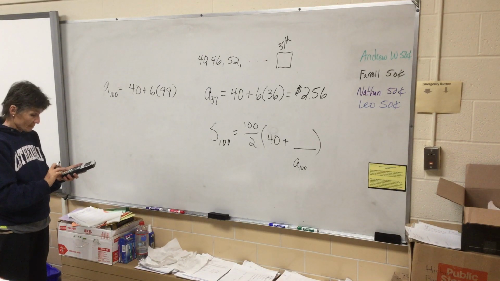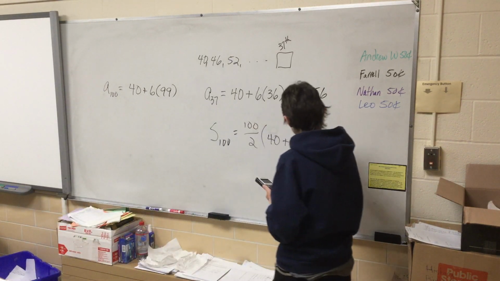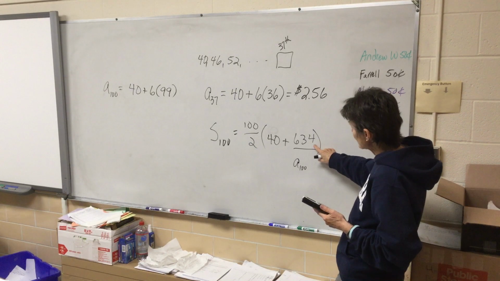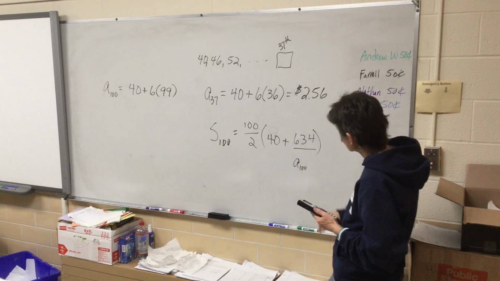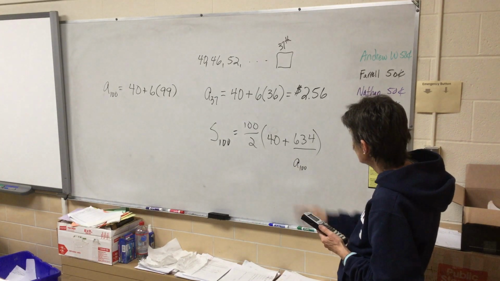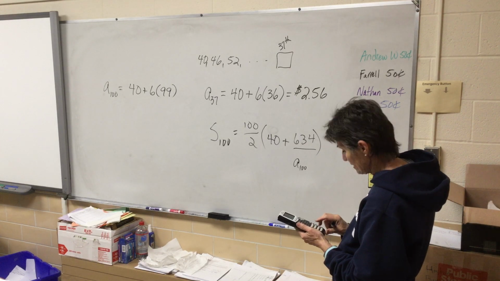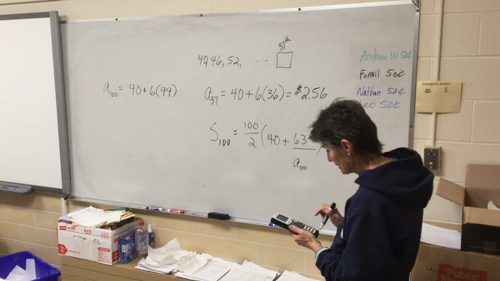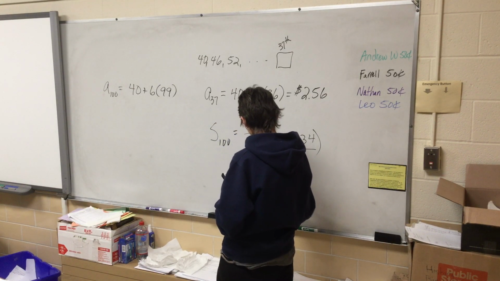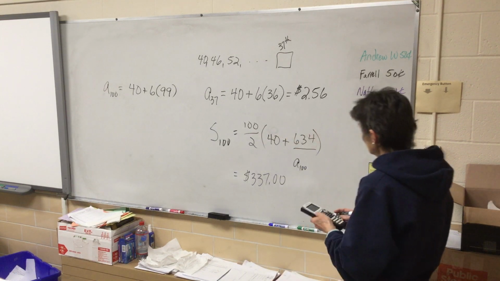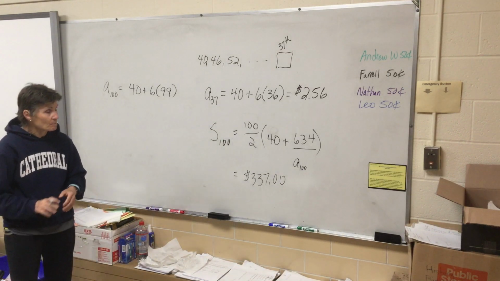So 40 plus 6 times 99. I got 634. Now I am going to leave that 634 because I left this as 40. So that's cents, so this has got to be cents. In the end, I'll change it to dollars. So now I'll add my 40 back in and multiply by 50. Oh, wow. Looks like he will have saved $337 after 100 days of following this savings plan.